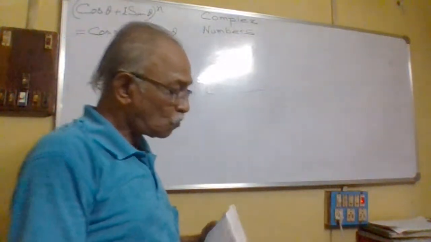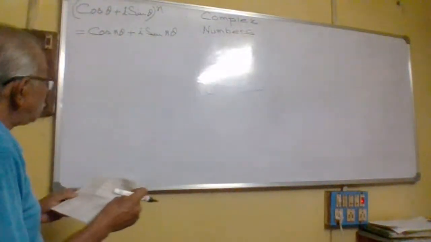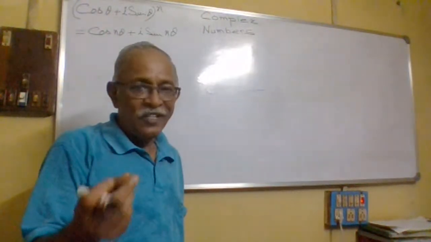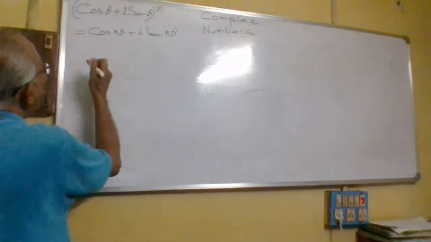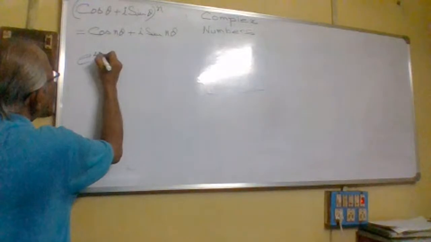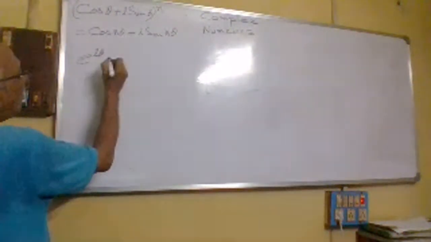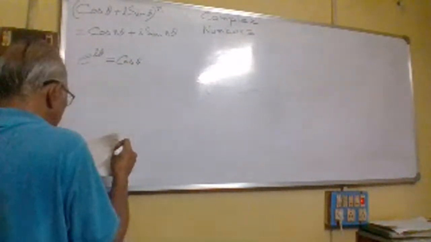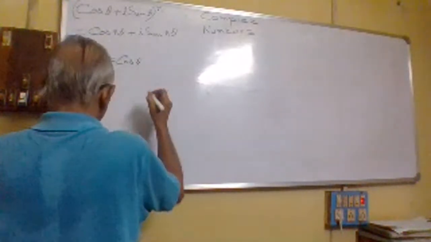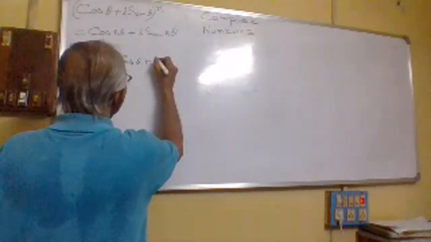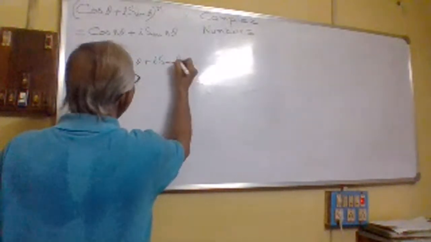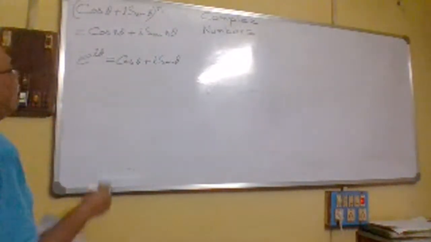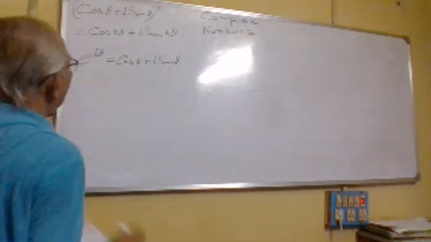And one more thing, you will know it. Those who are not knowing, they have to know it. In course of time, you will be able to know it. And e to the power I theta can be expressed as cos theta plus I sin theta. These things you have to remember. This is called cos theta plus I sin theta whole to the power n, then it becomes cos n theta plus I sin n theta.